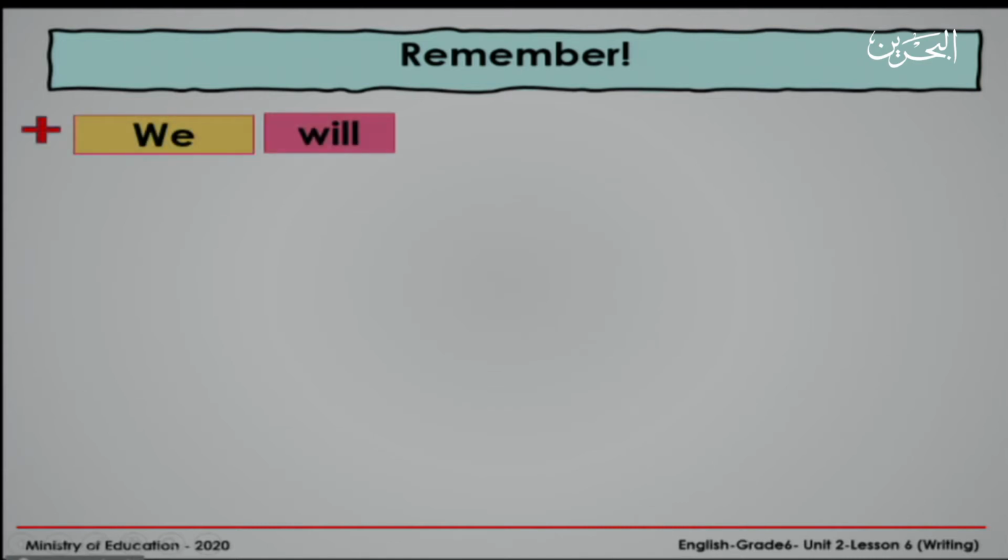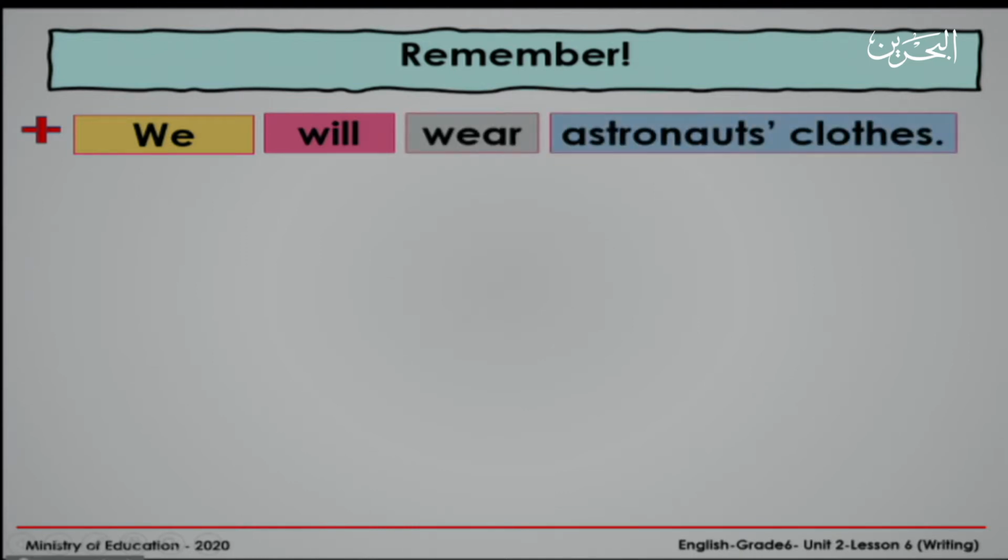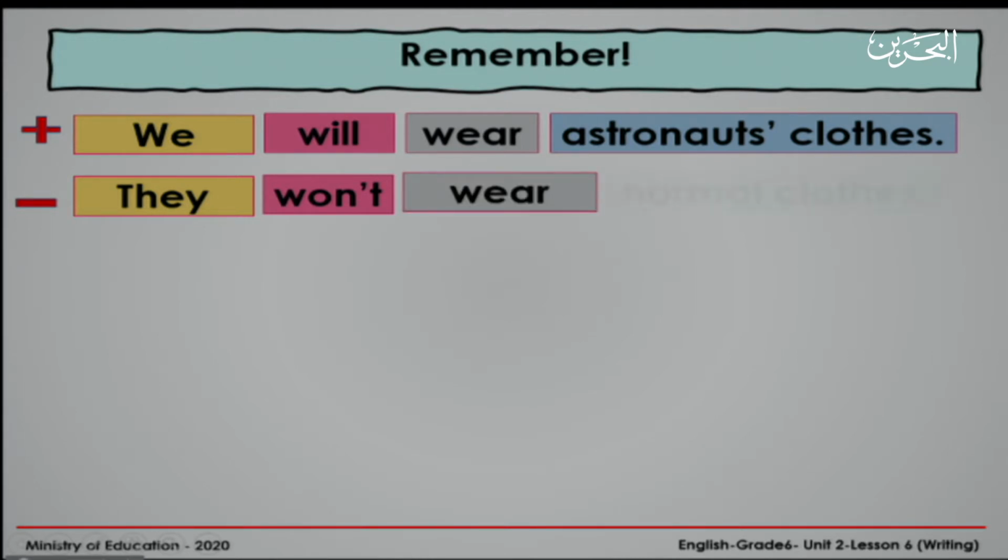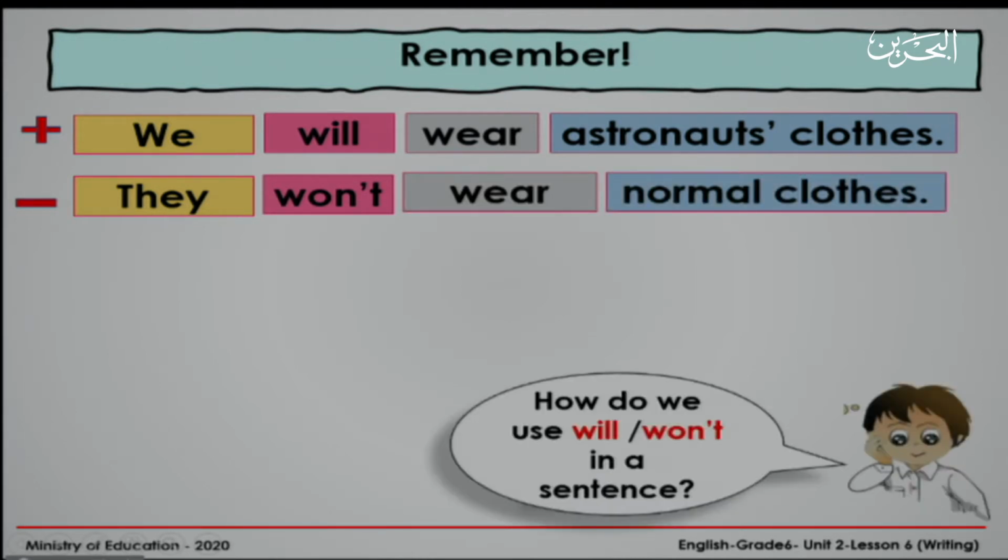We use will for the affirmative sentences. We will wear astronauts' clothes. We use won't for the negative sentences. They won't wear normal clothes.